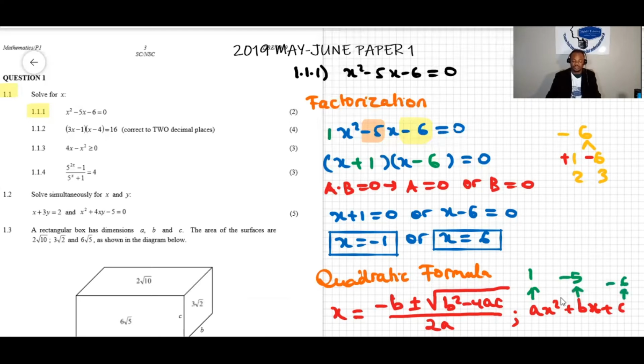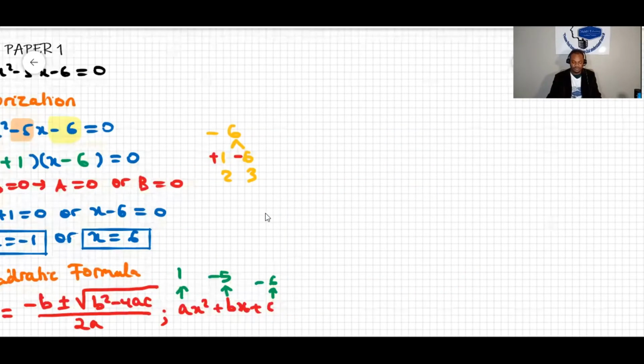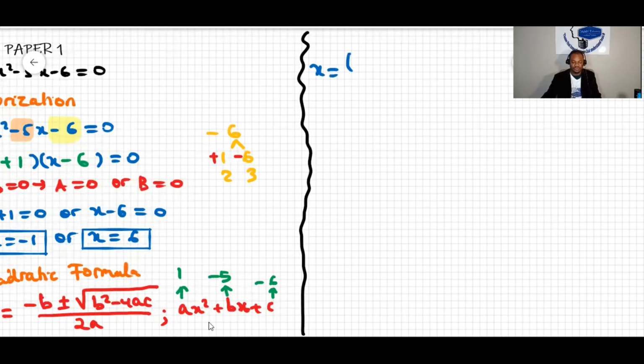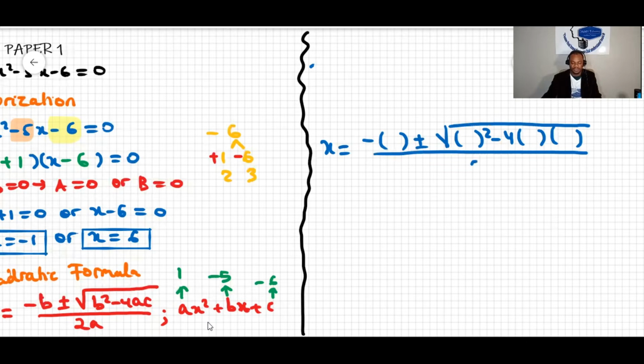So those are the values we are going to substitute. Let me write it down here because of space. x will be equal to minus b plus or minus the square root of b squared minus 4ac, so in the square root like this, over 2a.